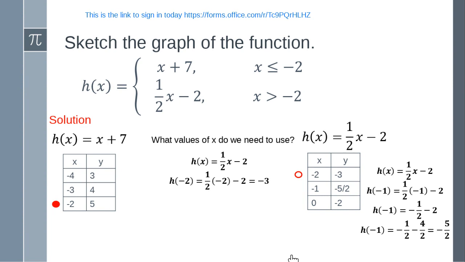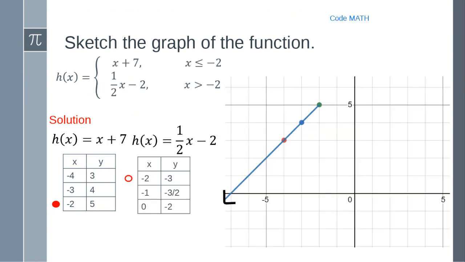Okay, all right, so if I were to plot these points, let's look at the first part, the x plus 7. When x equals -4, we have a +3. Let's see here.